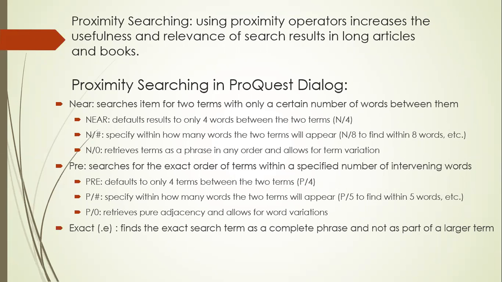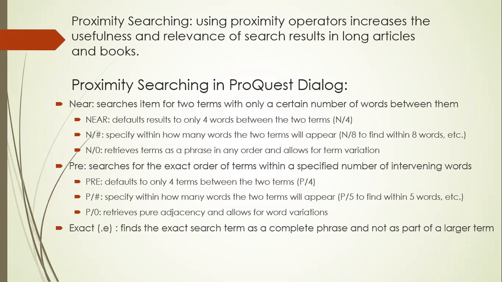p/ the number will specify how many words, so p/5 means within five words of each other, etc. And p/0 retrieves pure adjacency and allows for word variations, which differentiates it from quotation marks. This can also be used for searching hyphenated words with p/0 where the hyphen would be, which is also an option for your searching as well.